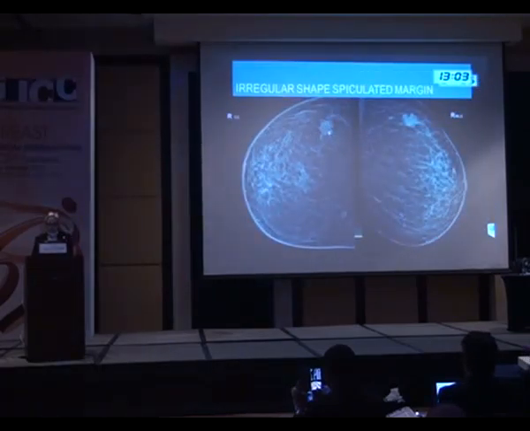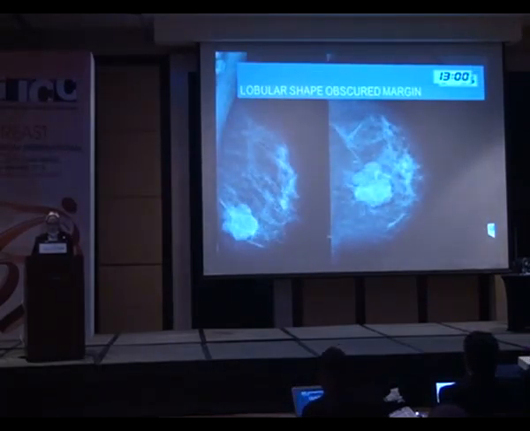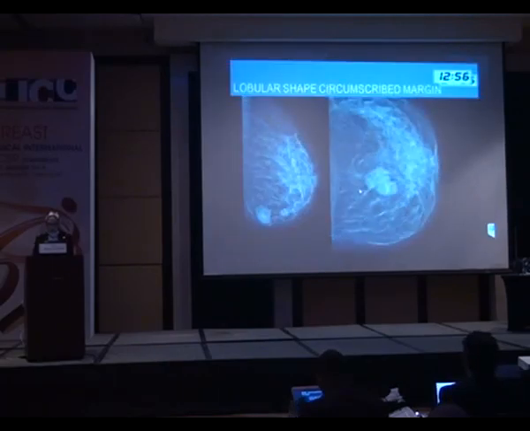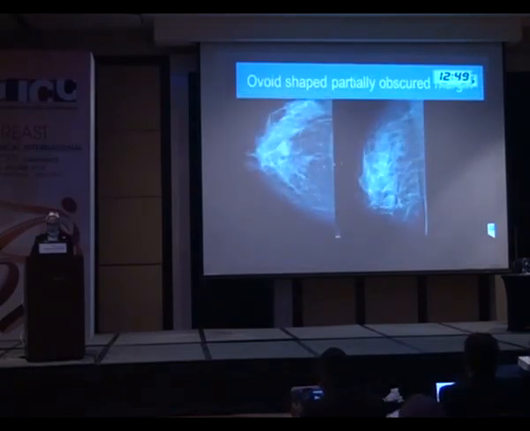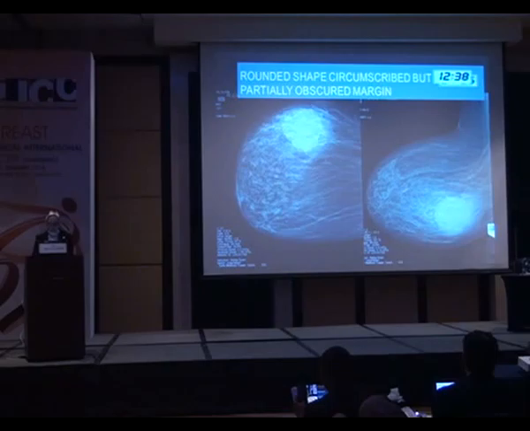We have here another example of speculated mass, and we have here a lobulated outline mass, but also with some obscured margin. Another example of lobular outline with obscured margin here. Here we have a well-defined lesion as well, ovoid, but with partially obscured margin. This does not indicate it's a malignant lesion, but it could be a breast cyst. We have to look for it in ultrasound. This is another example, rounded lesion, but with partially obscured margin here.